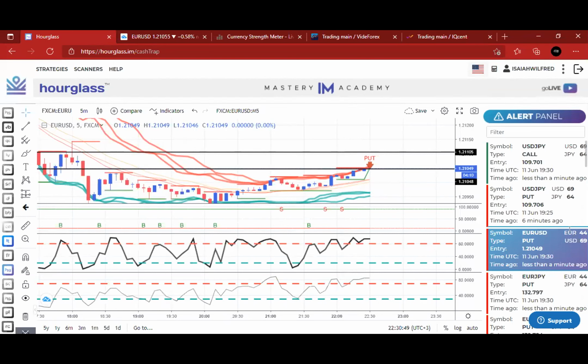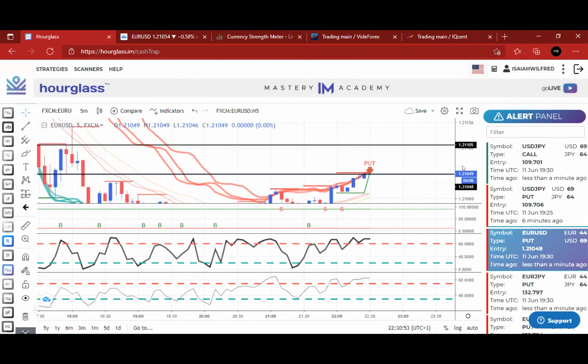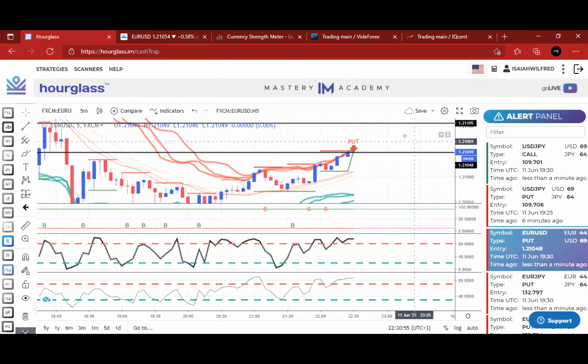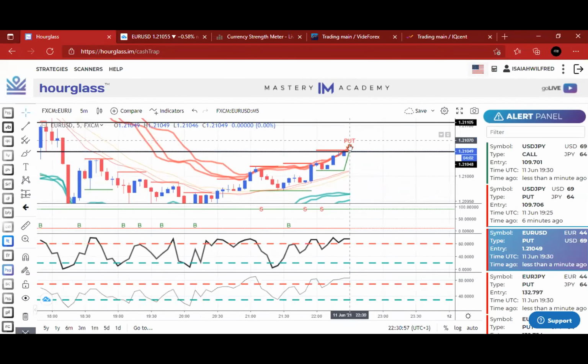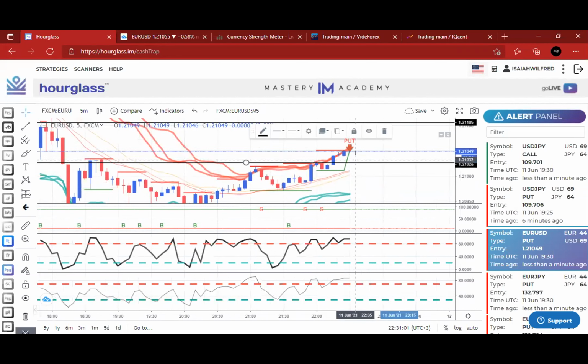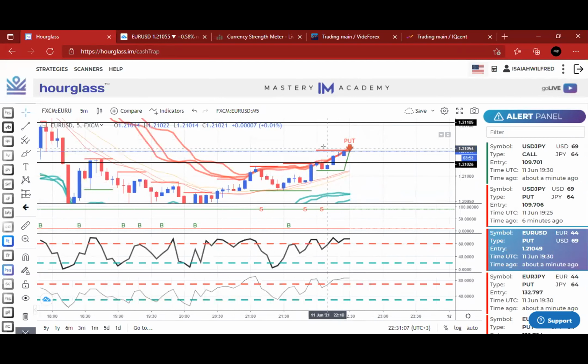So now we all see that we got a put arrow, right? That's a second confirmation. That's the second point. Now what can you notice, guys? We notice that there's a resistance here. There's a red line here. So you know that we are selling from resistance. And now price is at the resistance. That's our third point, like a third confirmation.